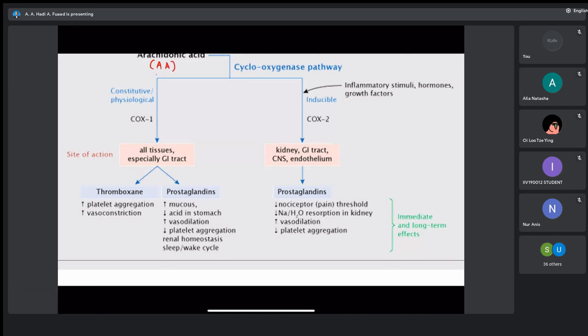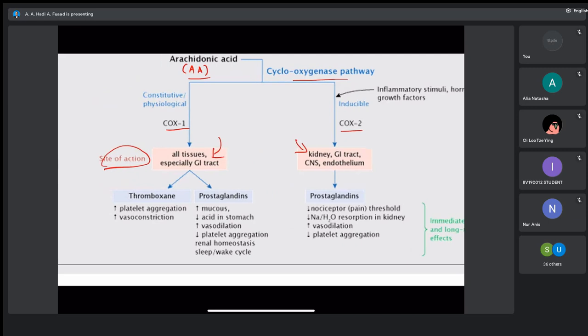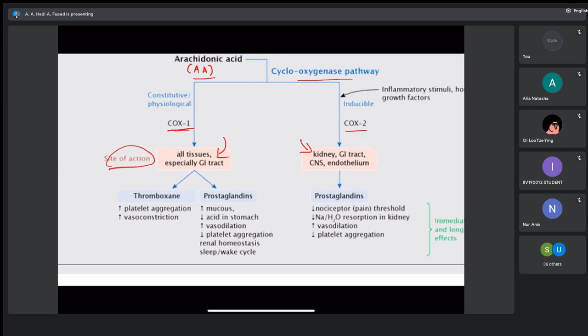So what's important is AA, then COX-2 or COX-1, and from there you can see that the effects of COX-1 are at a slightly different location than COX-2, and each has its own short-term or long-term effects. Say for example, if you damage your skin and there's bleeding, most likely it will go through COX-1, where you can see all tissue can activate this pathway. Then it depends on whether it will go into the thromboxane or prostaglandin path. In the case of bleeding, most likely it will go under here because it increases platelet aggregation. So you want to stop your bleeding.